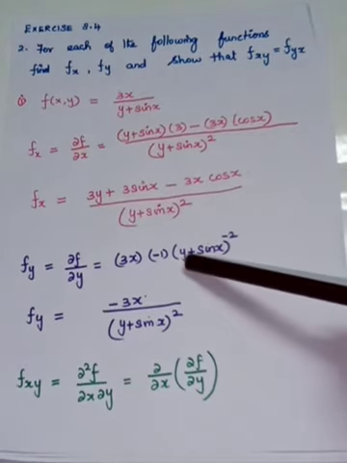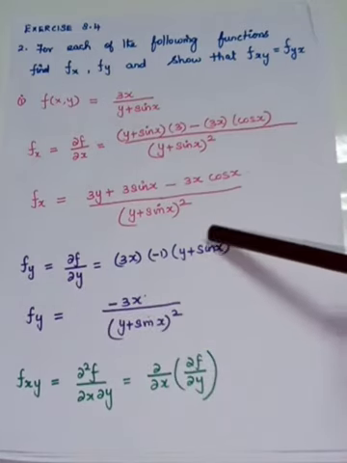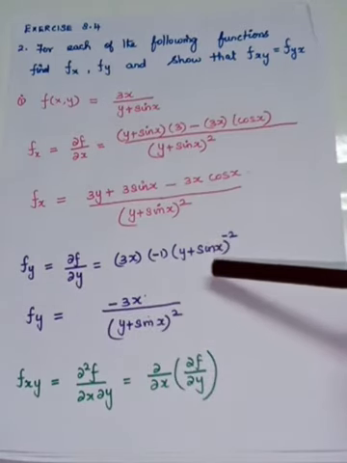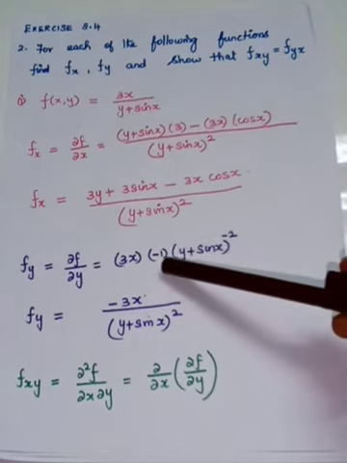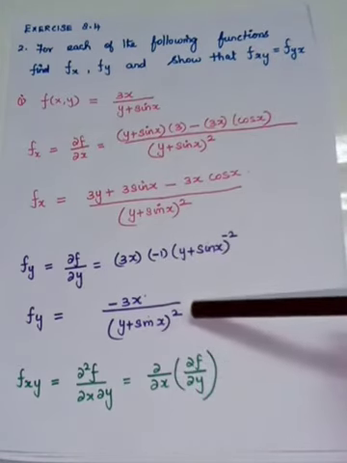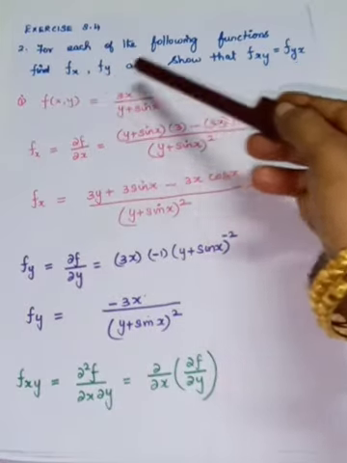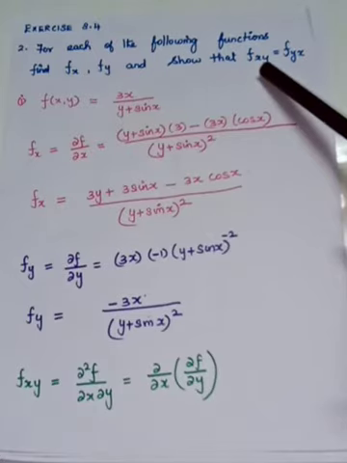So the differentiation of y with respect to y is 1. And sin x is a constant whose differentiation is 0. So when you arrange, it is minus 3x divided by y plus sin x the whole square. Okay, next what we have to do? So we have found these two terms. Then what is asked?